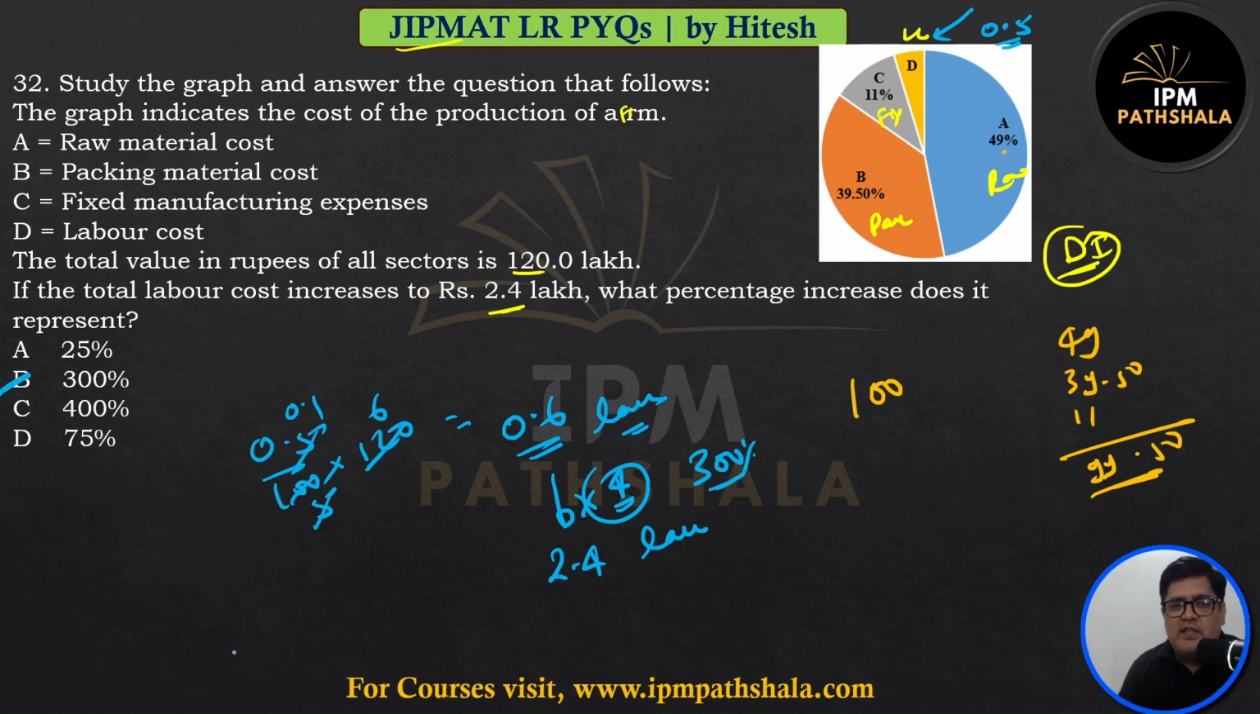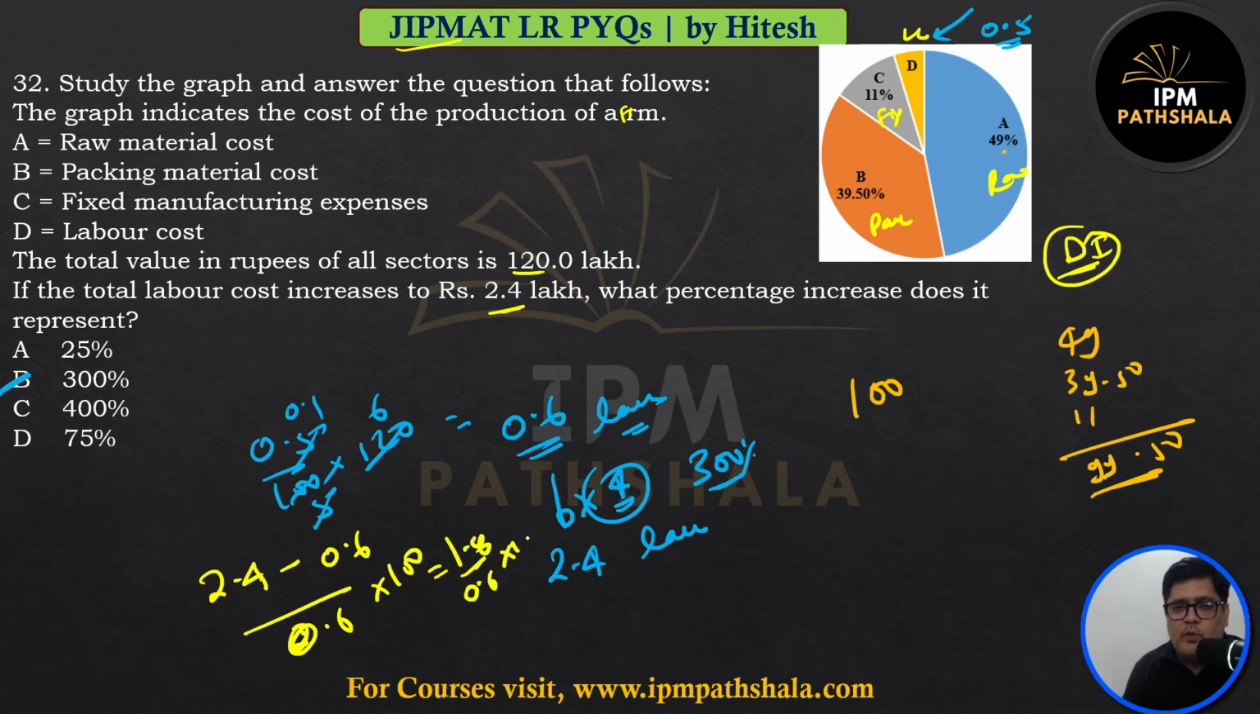How else can you answer this? You can go for the formula. How do we define percentage change? Final value minus initial value upon initial value into 100, which is 1.8 upon 0.6 into 100, which is 300%.